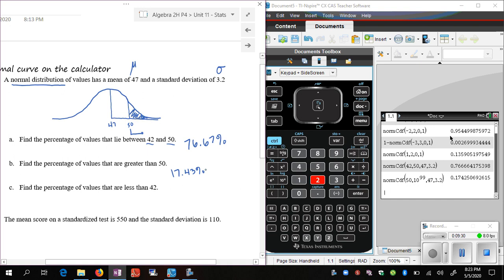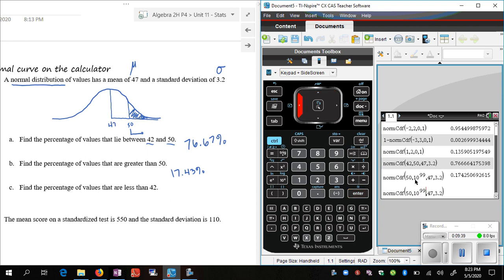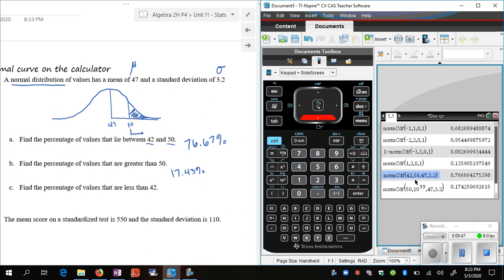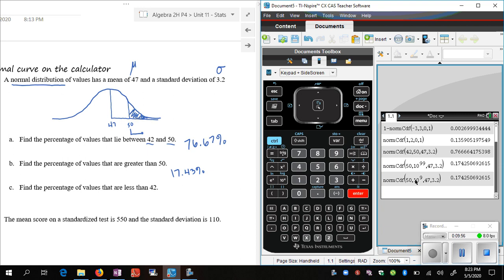Now, just to show you how sensitive that upper bound is, it's okay if you mess around with it. 10 to the 99 is a really big number. If I do 10 to the ninth, that will probably suffice. If I just do 10 to the ninth, you can see that it comes out to practically the same thing. But we're always going to play it safe and use 10 to the 99 in case our sigma is really large, because then it is important to use a ridiculously large number for that upper bound.